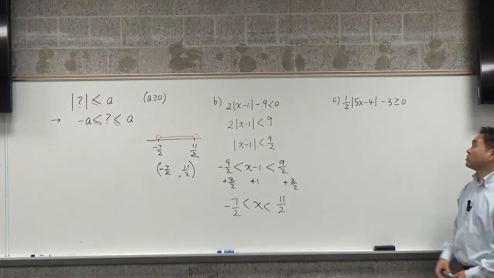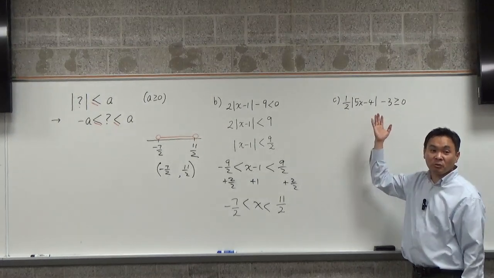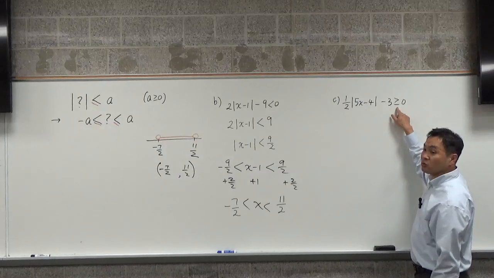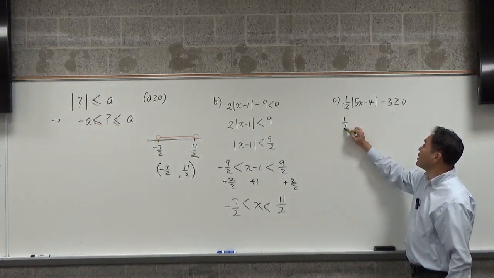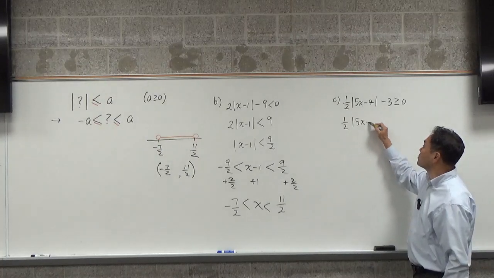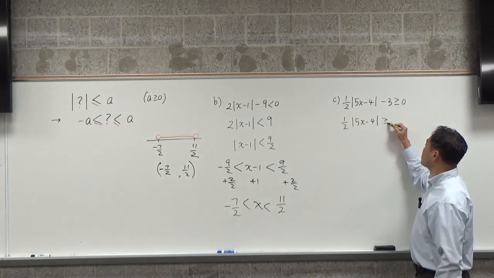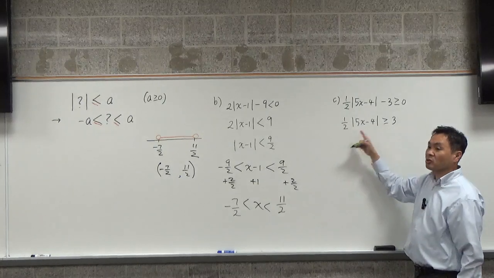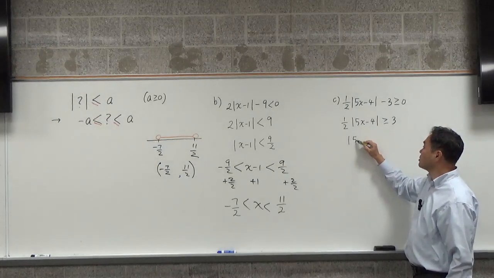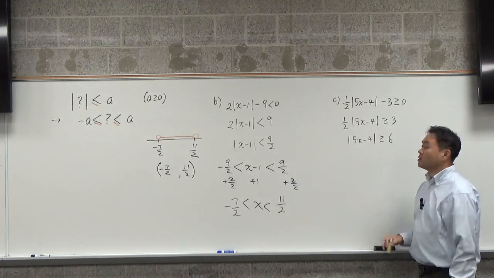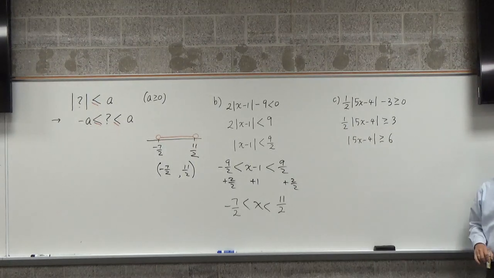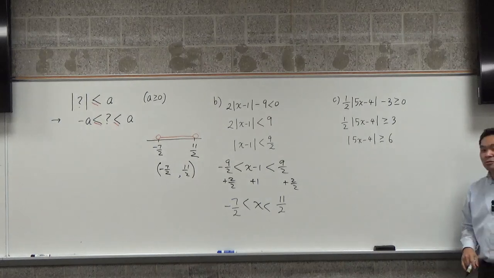Okay, next question. Very similar to the previous one. The only catch is now it's greater or equal. Let's see how that changes things. You have 1/2 absolute value of 5x minus 4 greater or equal to 3. Multiply by 2 both sides. And now what? What should you do?